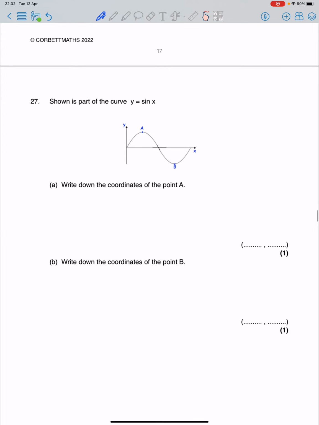Next, shown as part of the curve y equals sine x, write down the coordinates of the point A. Something that we should know about sine x is, of course, it starts at 0, 0.